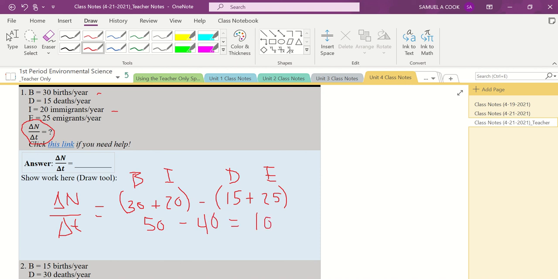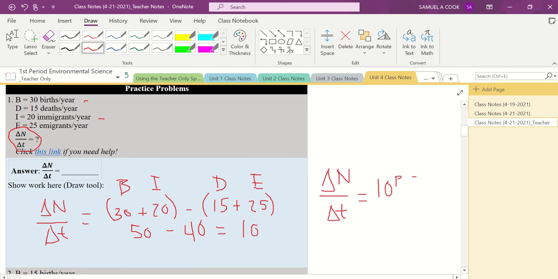So our population growth rate, change in population over change in time, is going to be equal to 10 people per year. All right. So in this blank here, we might write 10 people per year. That's our growth rate, 10 people per year.